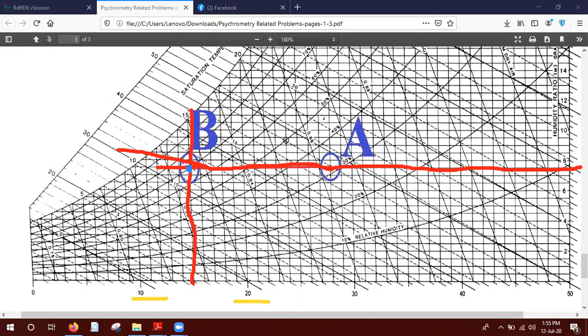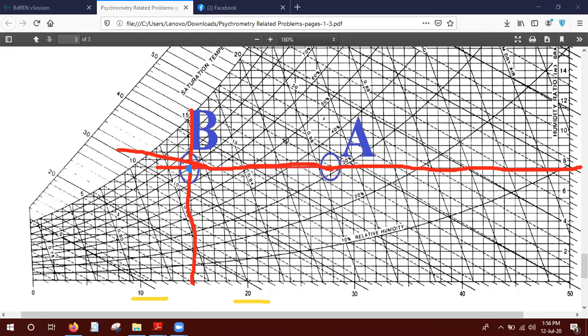So I'm again telling you, my students, draw the 15 degrees Celsius straight line. Now the information given to us is the same moisture level. So for the same moisture level, the B point will be the intersection of that line from A, the constant moisture content line, with the 15 degrees Celsius line.